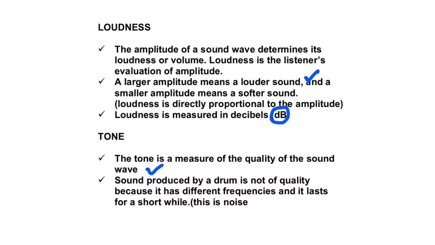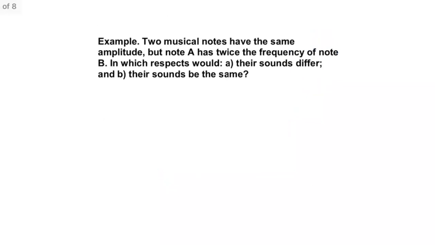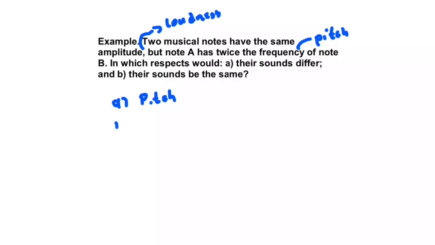Let's go ahead and see if we understand pitch, loudness, and tone. We have an example here. Two musical notes have the same amplitude. Amplitude is related to loudness, like we've talked about. But note A has twice the frequency of note B. Frequency is related to pitch. In which respects will the sounds differ? These two notes have different frequencies, so the pitch of the two musical notes will be different.